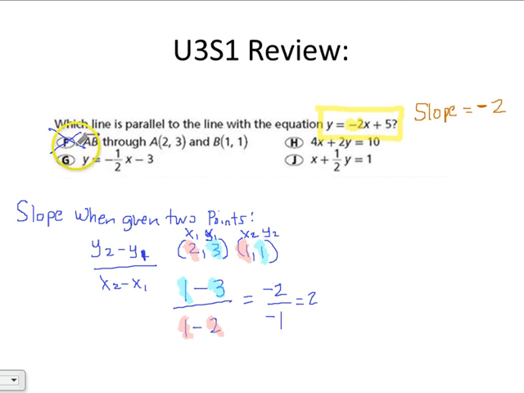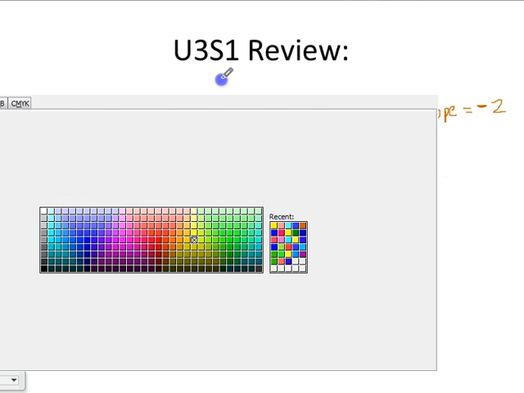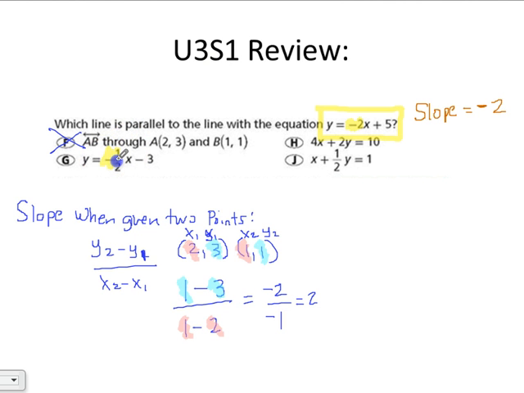Let's look at G. What is the slope? That's already in slope-intercept form, which is very nice for us. And what's the slope of that line? It would be negative 1/2. That is not the same as negative 2. So we're going to keep going there.